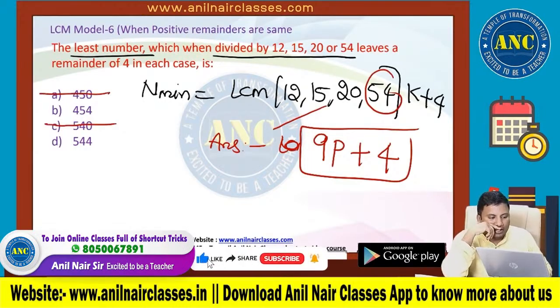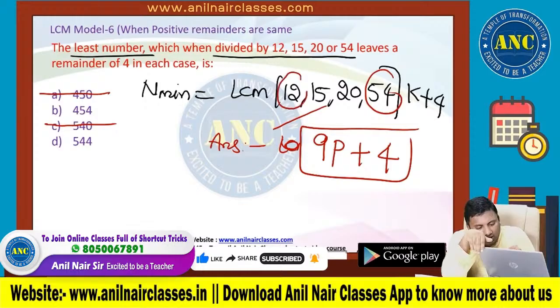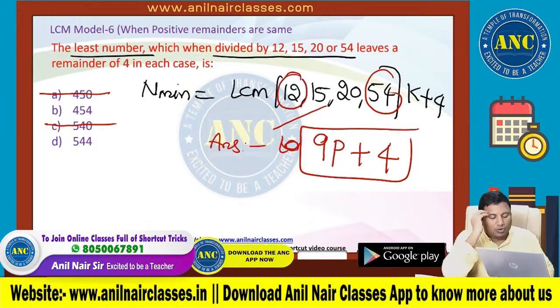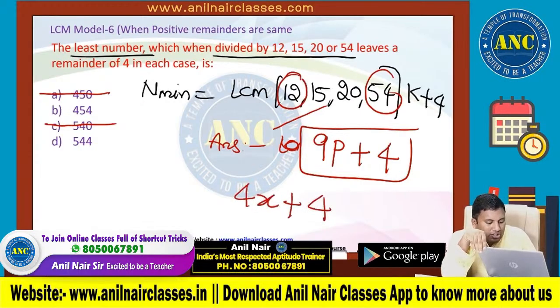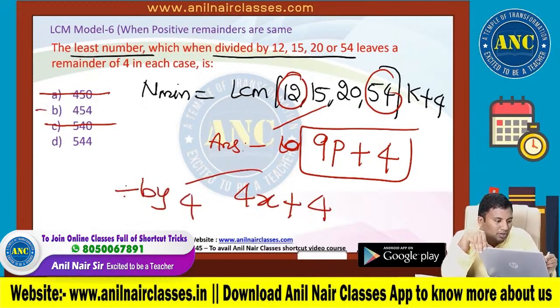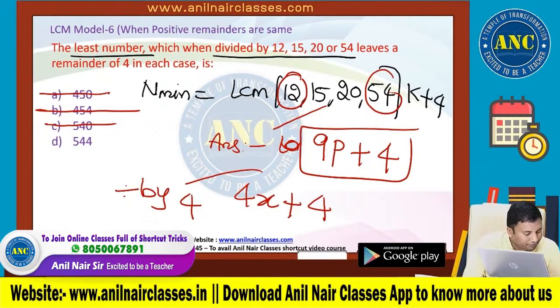Another way to look at it: now see here, we are stuck with two options. 12 is divisible by 4, so it is 4 into something plus 4. The answer should be divisible by 4. 54 is not divisible by 4. So the answer is 5.